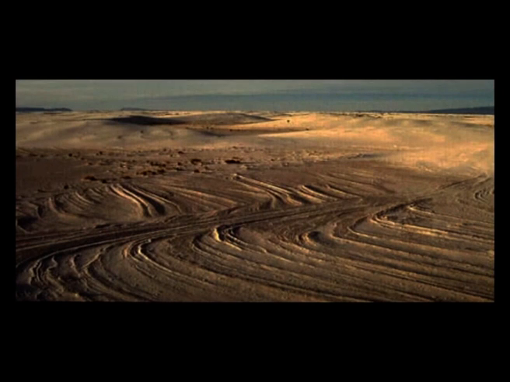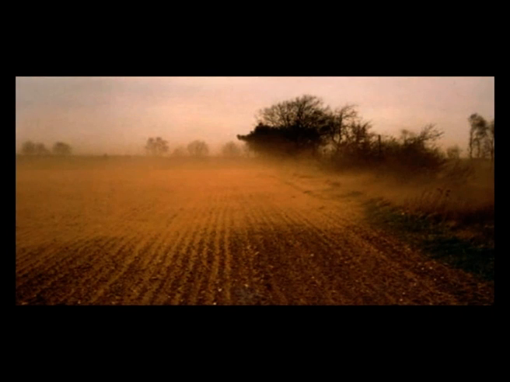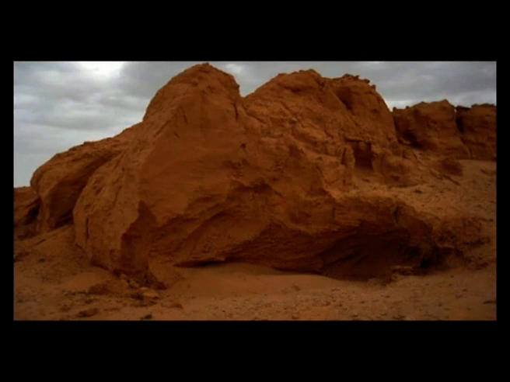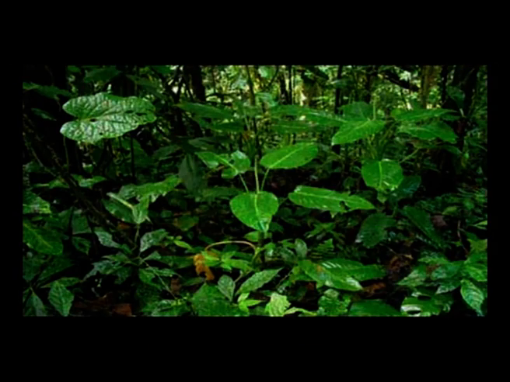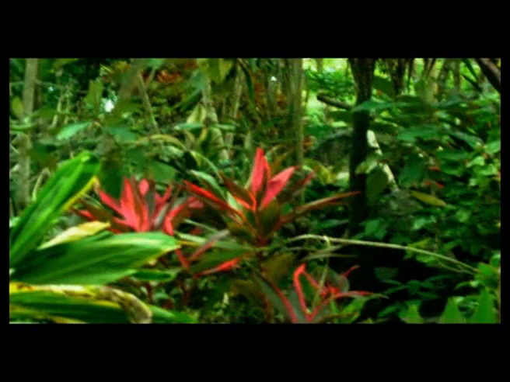At ground level, the roughness of the surface plays an important role in controlling the nature of wind erosion. Boulders, trees, buildings, shrubs and even small plants like grass and herbs can increase the frictional roughness of the surface and reduce the wind velocity. Vegetation can also reduce the erosional effects of wind by binding the soil particles to the roots of plants.